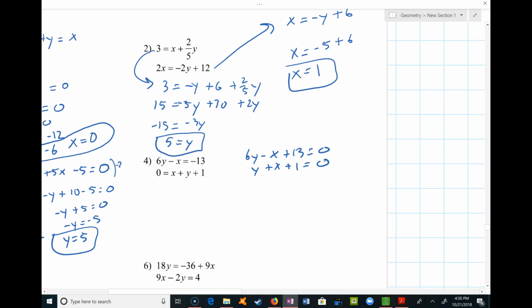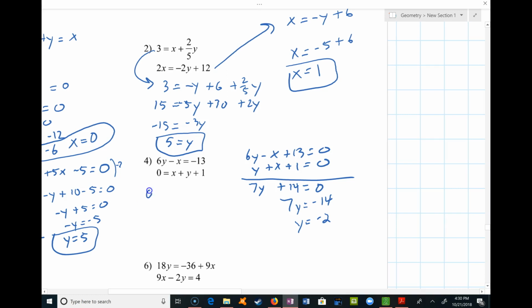And then I notice that the x's are exact opposites of each other. Perfect. So I can just add them together, that would give me 7y, and negative x and x is 0, and 13 plus 1 is 14, a positive 14. So then I move the 14 to the other side, and I get 7y is equal to negative 14, which means y is equal to negative 2. And if y is equal to negative 2, that means that I can plug it in right here. Give me 0 is equal to x minus 1. Add 1 to both sides, and I get 1 is equal to x.